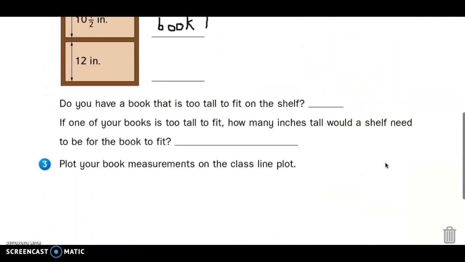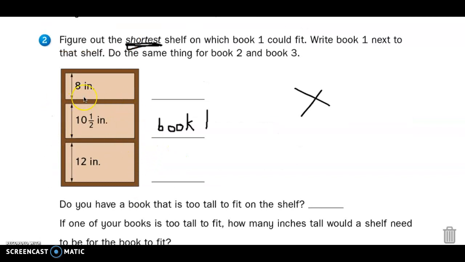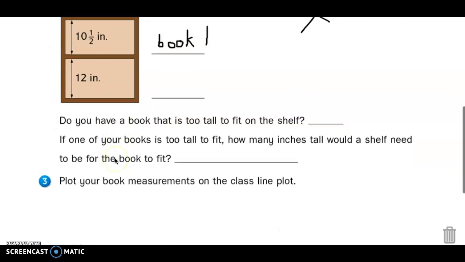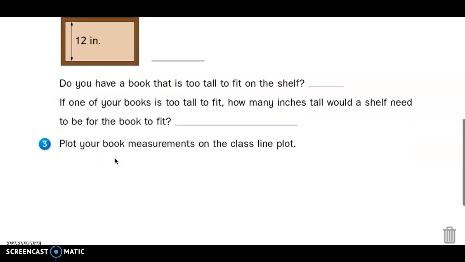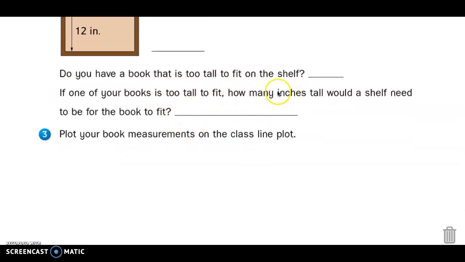And then the bottom part says, do you have a book that is too tall to fit on the shelf? You're going to write yes or no. If one of your books is too tall to fit, how many inches tall would the shelf need to be for the book to fit? So if one didn't fit on 10.5, I say, how much bigger would the shelf need to have been? Would it be 1/2 inch, 2 inches, 1/4 inch? You try to figure that out.